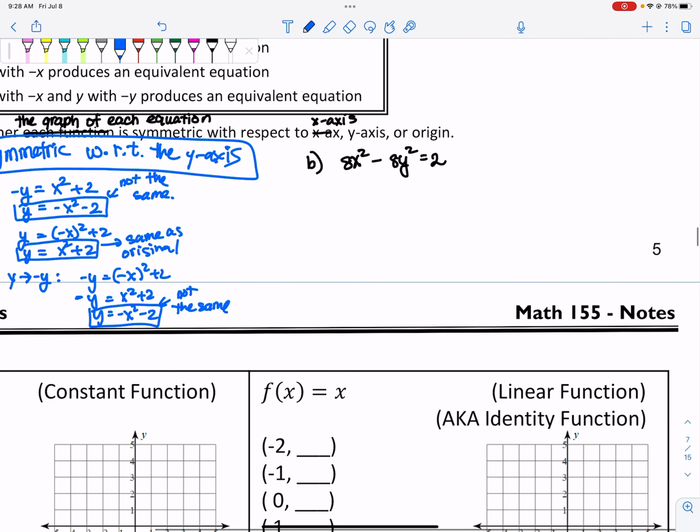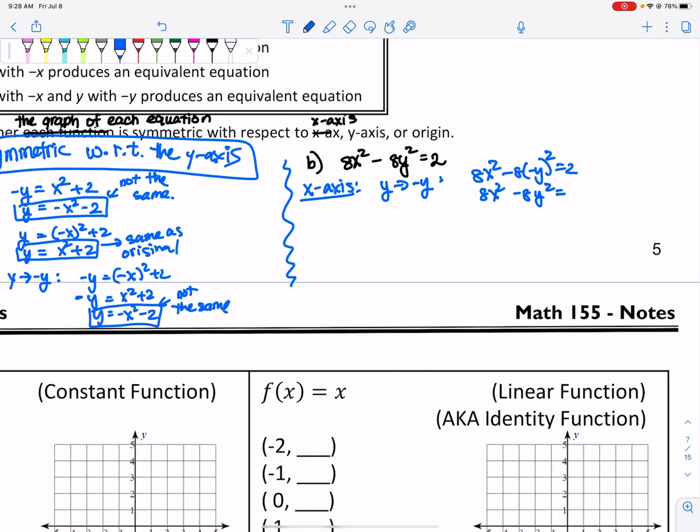Let's take a look at part B. We have this equation. Let's first test for symmetry about the x-axis. So we're going to replace the y with a negative y: 8x squared minus 8 times parentheses negative y squared equals 2. Simplify this: 8x squared minus 8, negative y squared is going to be positive y squared. So this is the same as the original equation. So yes, it is symmetric about the x-axis.